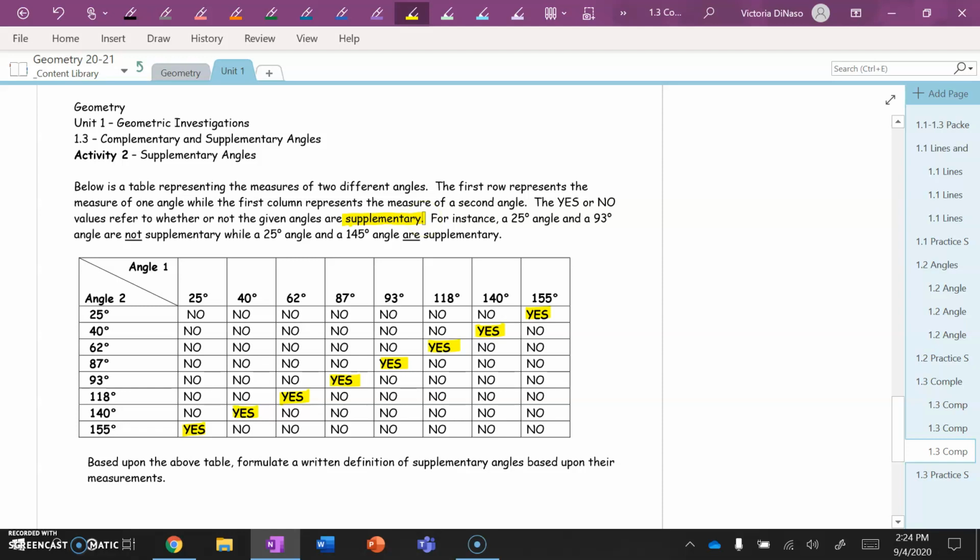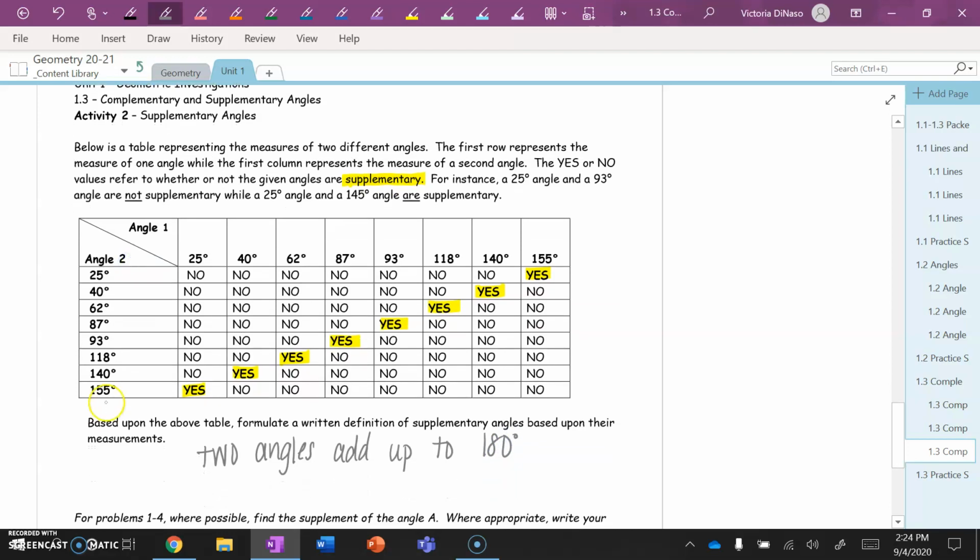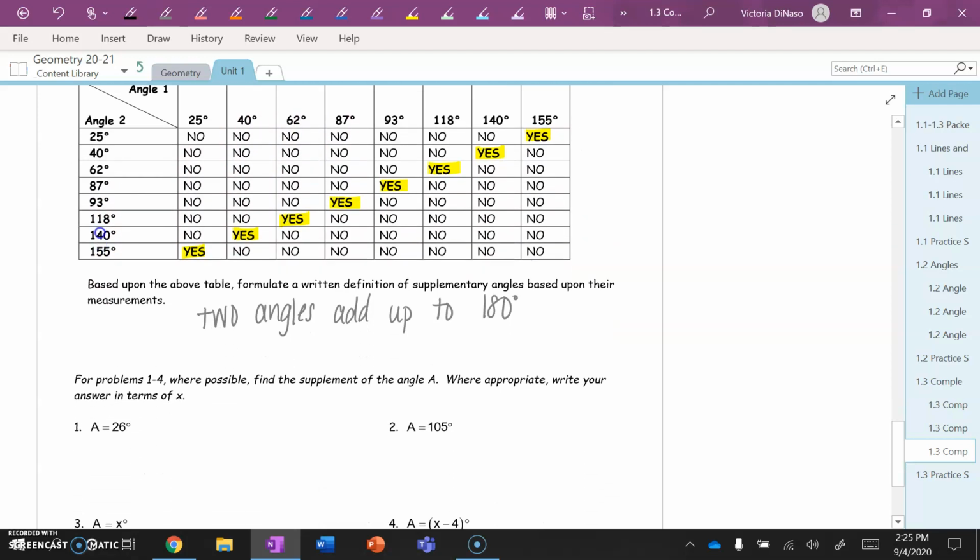The definition of a supplementary angle is when we have two angles that add up to 180 degrees. So all of these, 155 and 25 add up to 180, just as 140 and 40, 118 and 62, 93 and 87, and so on and so forth.